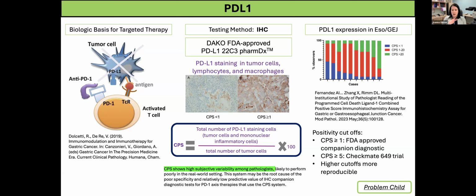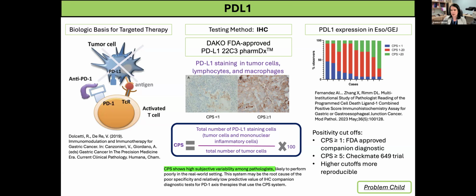So that's the total number of PD-L1 staining cells in a tumor section, which includes tumor cells and mononuclear inflammatory cells, over the total number of tumor cells times 100. And the problem is that for the FDA-approved assay, the positivity cutoff is determined to be CPS greater than 1. But in certain trials, CPS greater than 5 was actually much more reliable and effective. And so it's difficult. And the CPS score of 1 is quite subtle.